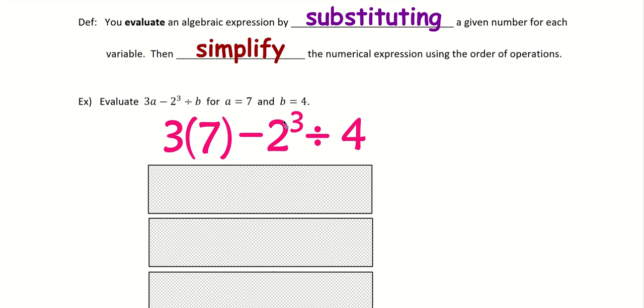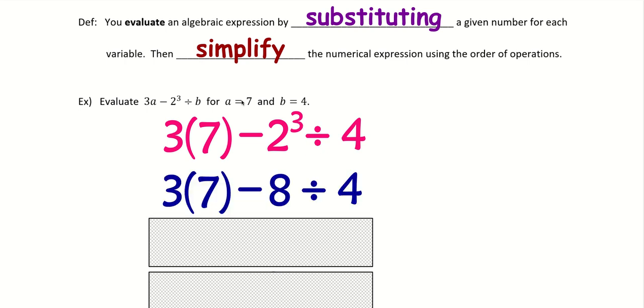So all I did here is I plugged in 7 for a and 4 for b. I substituted. Okay. So now that I have just this expression to simplify, a number of operations, what would be done first according to GERM or PEMDAS? The exponent. So everything else just drops down as is, but 2 to the third power becomes 8 because 2 times 2 times 2 is 8.